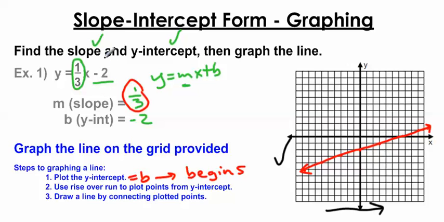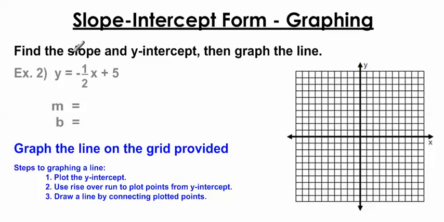And so let's do another example to help cement this in your mind. Find the slope and y-intercept, then graph the line. So same question, but I've changed the problem around. So I'm going to write down the equation y equals mx plus b. This is just going to help me understand what the slope and y-intercept is. So this might be a good step for you to do.